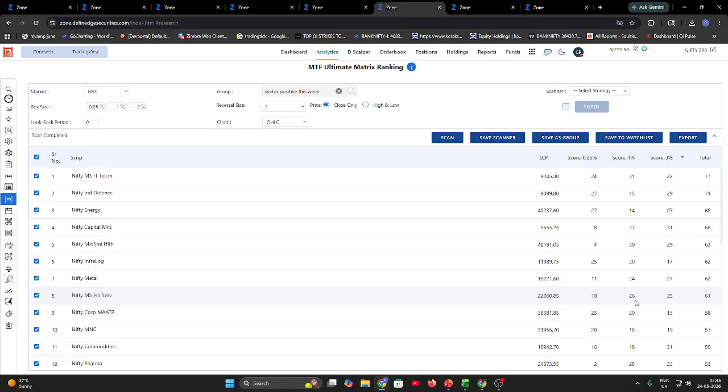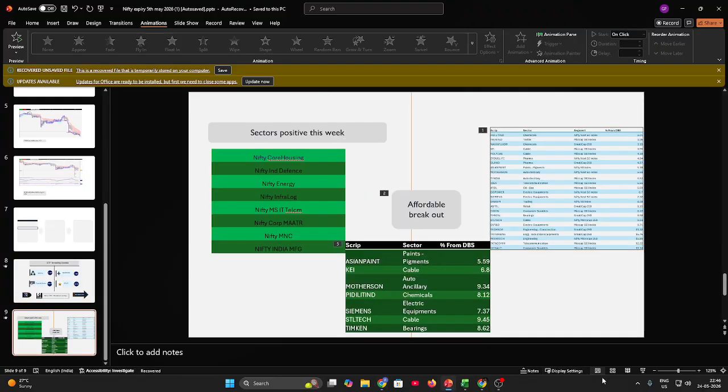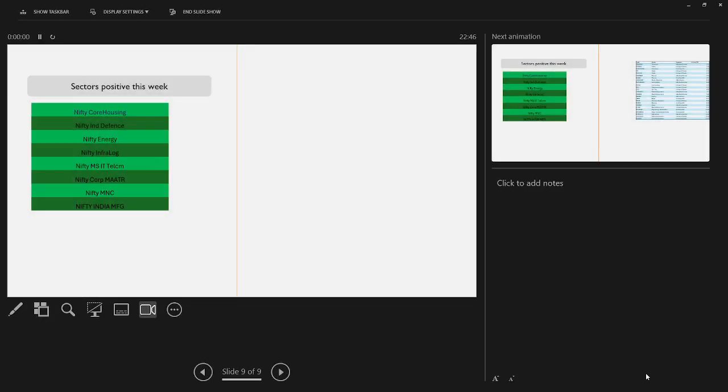So we look at which are the top 4-5 sectors and try to do that. Last time I explained how to do it. This time I also kept it ready. If you look at the sectors positive this week, they are core housing, defense, energy, infra and logistics, mid-small IT, telecom, corporate matter, MNC and India manufacturing.